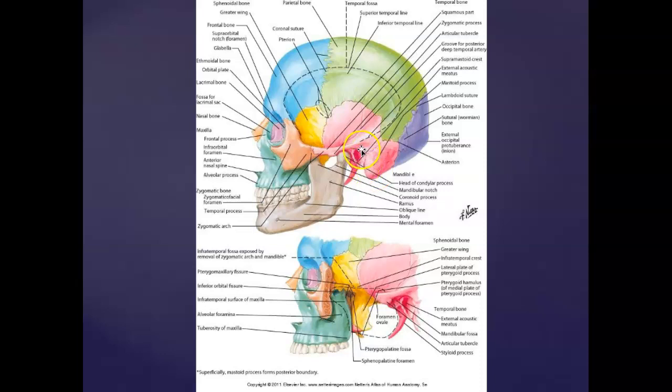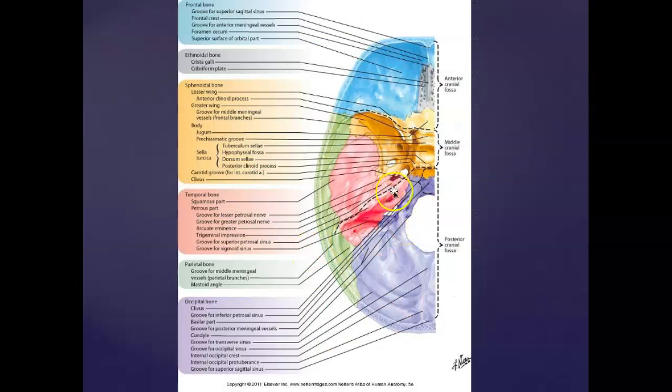External auditory meatus, you can see that opening right here for the ear canal. In the living person, about half of the ear canal, that outer portion, is cartilage, and the other half is within the bone of the temporal bone there. There's an internal auditory meatus as well. You can see here as it goes through that temporal bone.